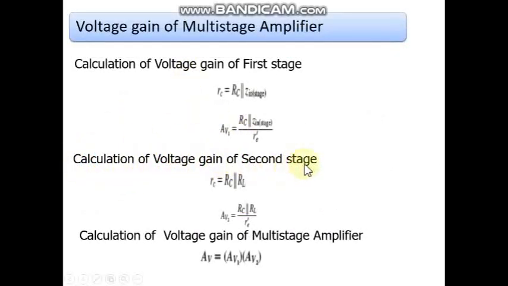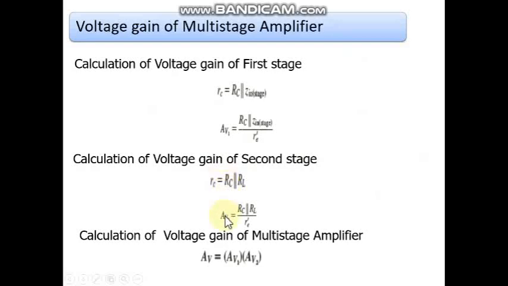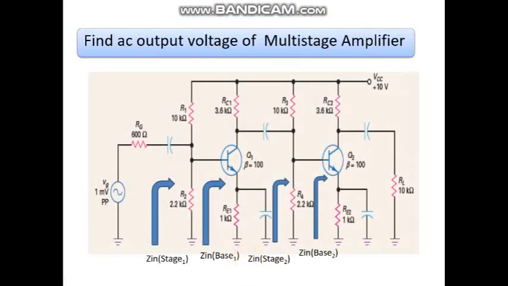Calculation of the voltage gain for the second stage. The RC value is simply RC parallel RL, and the input side is RE dash. So the voltage gain of the second stage will be AV2 is RC parallel RL upon RE dash, and the total voltage gain is the multiplication of AV1 into AV2. AV1, AV2. Now here is the example.